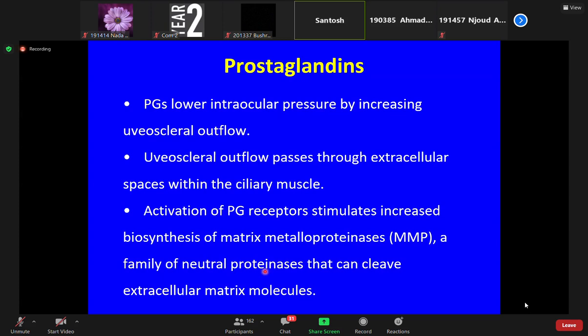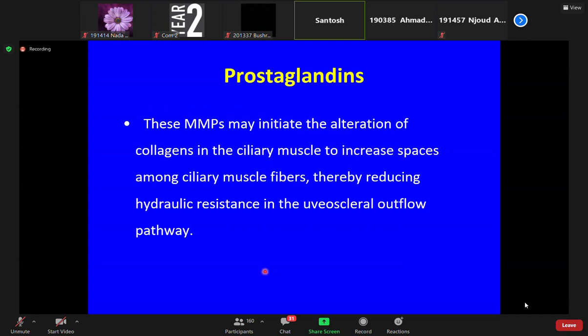Activation of prostaglandin receptors stimulates increased biosynthesis of matrix metalloproteinases. These matrix metalloproteinases are a family of neutral proteinases, and they cleave extracellular matrix molecules. And which is a very common molecule? Collagen. So these MMPs may initiate the alteration of collagens in the ciliary muscle to increase spaces among ciliary muscle fibers, thereby reducing hydraulic resistance to the uveoscleral outflow pathway.